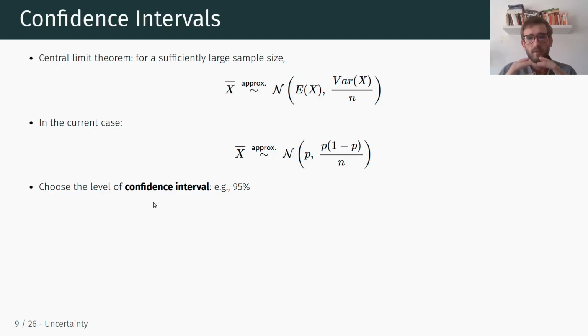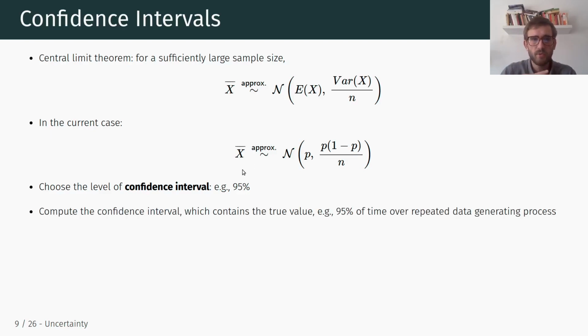The next step in the process of computing the confidence intervals is to choose the level of confidence for our interval. The standard here is usually a 95% confidence interval, and I'll talk in a second about what this 95% coverage, or 95% confidence, ultimately means.